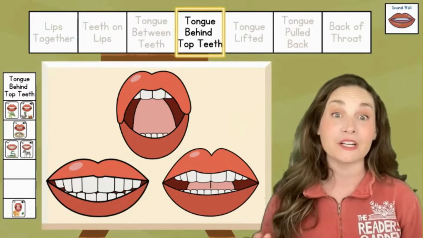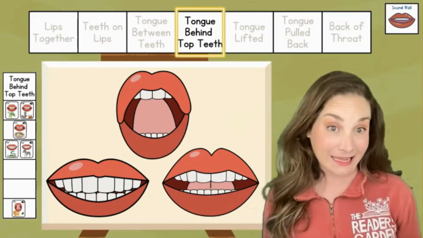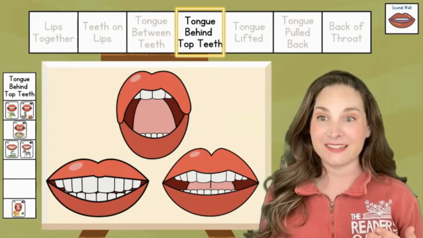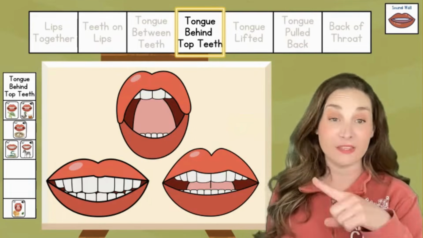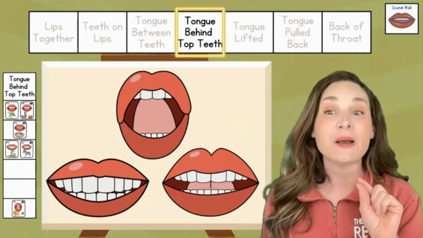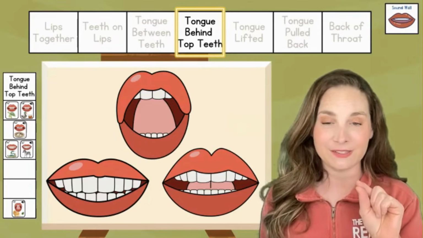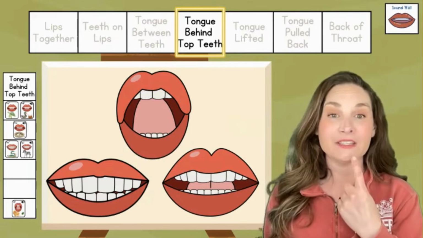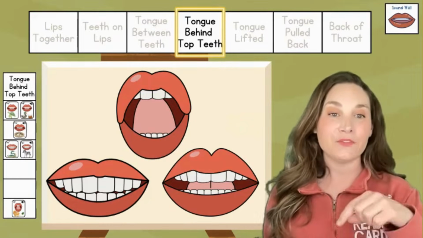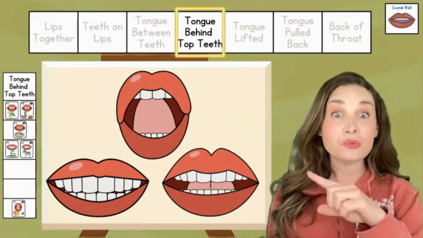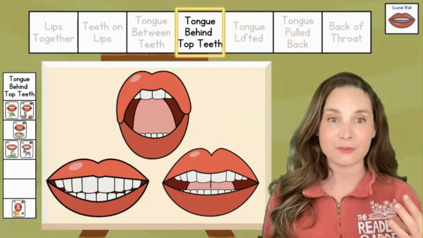The next sound that we're going to talk about is tongue behind top teeth. So we have different ways that we can make this sound. Notice how with this top picture, just the tip of the tongue touches just behind the top teeth. That spot is key for some important sounds. And then in this bottom corner picture, you can see that the tongue is behind the top teeth, but the mouth is more closed. And for the one right there, you can see that our mouth is just a little bit more open. So there's three ways that we can make the tongue behind the top teeth sound.